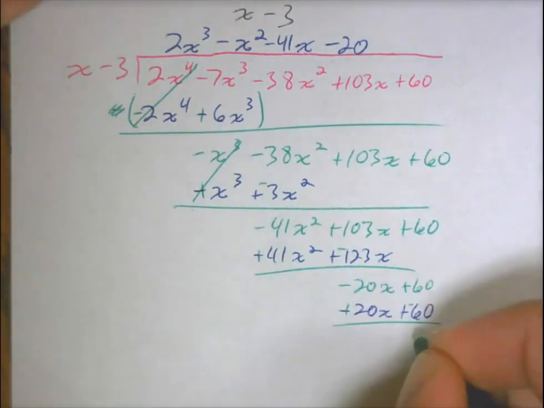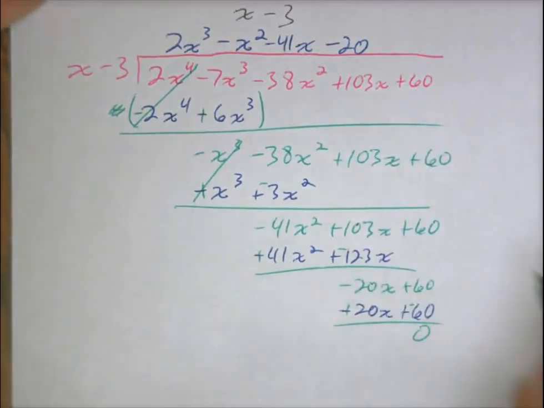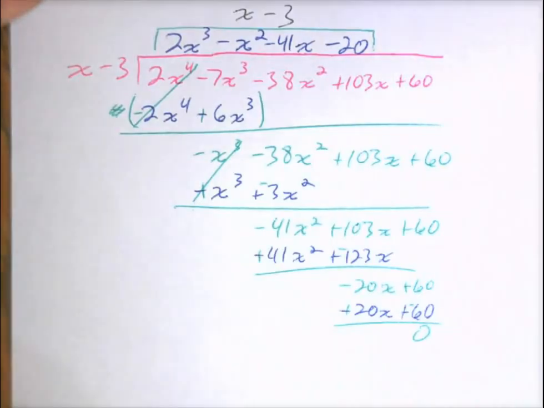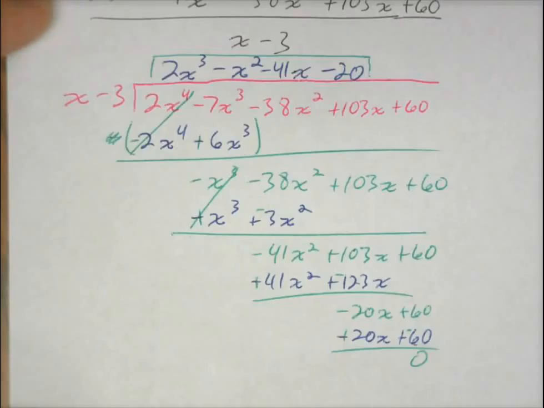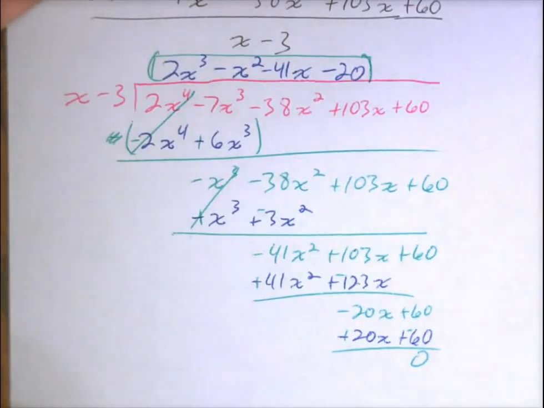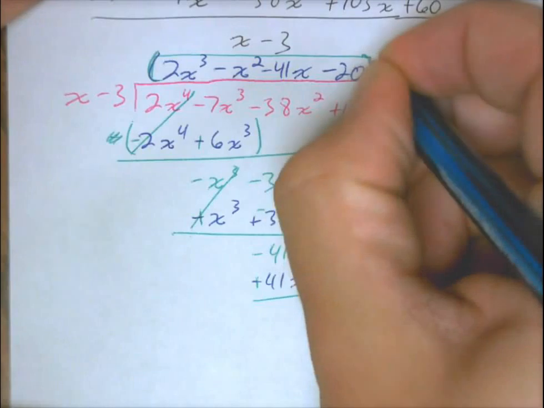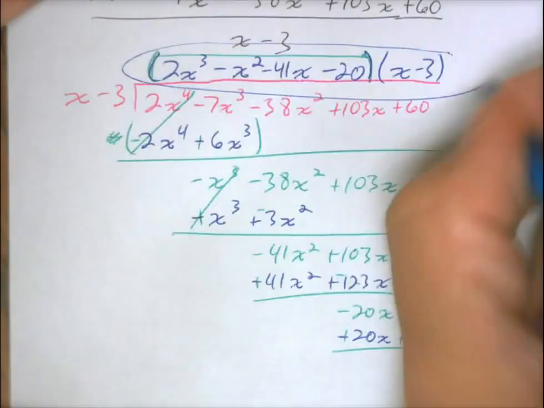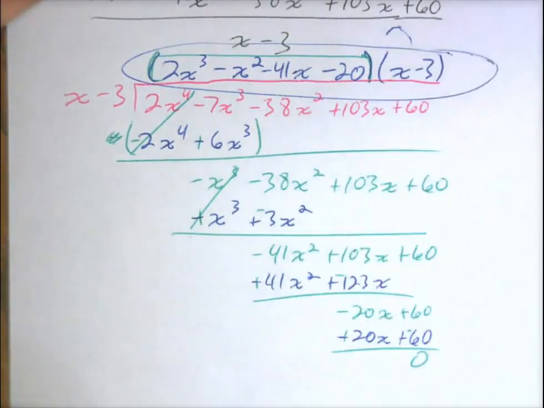Change signs, and we have a zero remainder. So what that means is this is our answer. That is what it's divided by. If it ever tells you to put it in factors, don't forget that you can multiply this entire term, put that in a different color, this entire term by x minus 3. All of this multiplied together will give you what you divided out of it.